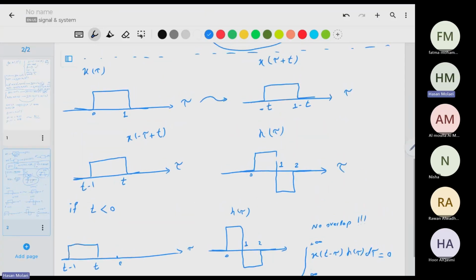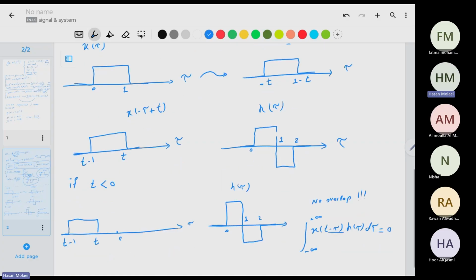At first, I tried to find x(t minus tau). For that, we learned we should do a time shift. I shift the shape t units to the left, because now I consider t as positive here. After that, I need one time reversal, which would be like this. And this is h(tau).